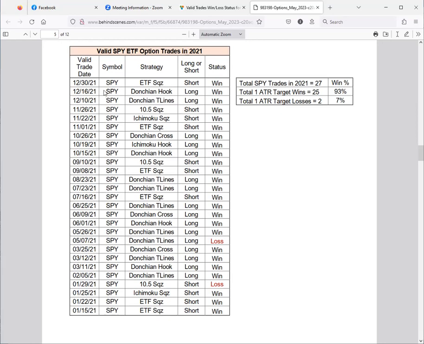Okay, so here's an example of SPY. This is from 2021. We had a total of 27 trades on SPY, and 93% wins, 7% losses. So 25 wins and 2 losses. That's for the whole year of 2021. That is trading the S&P 500 SPY ETF.